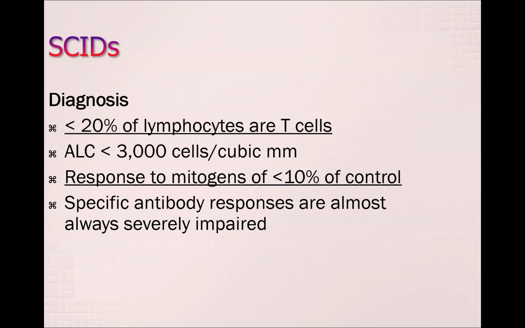For diagnosis of SCID, typically flow cytometry will be used, as well as genetic analysis. Again, we have a newborn screen at this point in time that tests for the more severe forms of severe combined immunodeficiency so that we can intervene earlier on. But for true diagnosis, they have to have less than 20% of functioning lymphocytes or T lymphocytes. Their absolute lymphocyte count is usually less than 3,000.